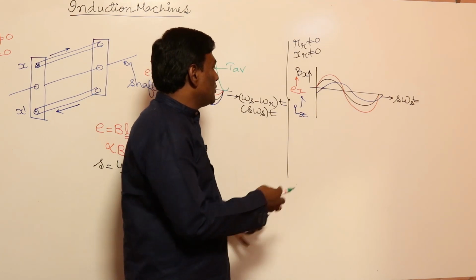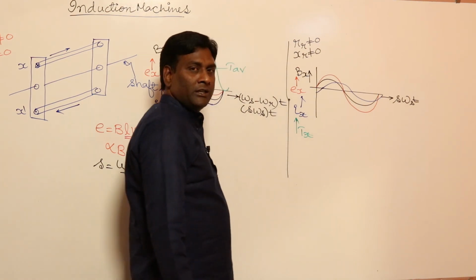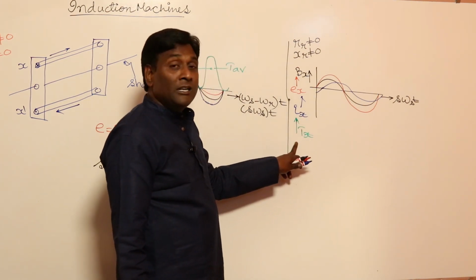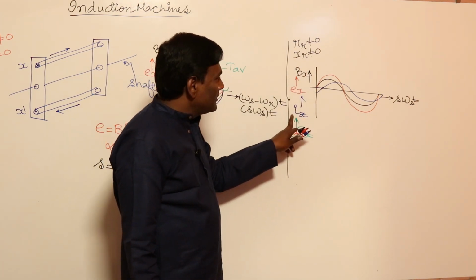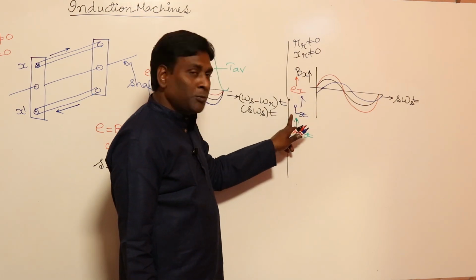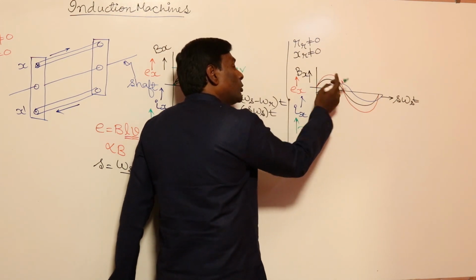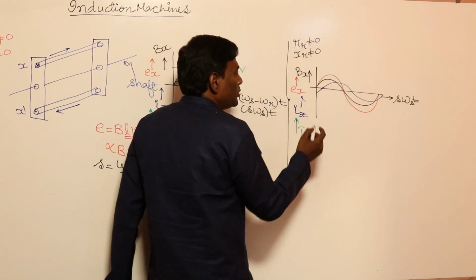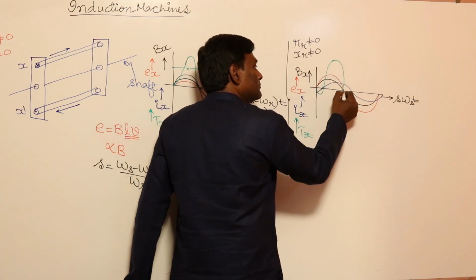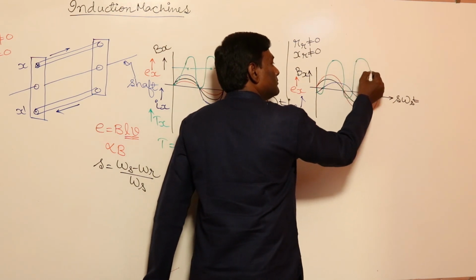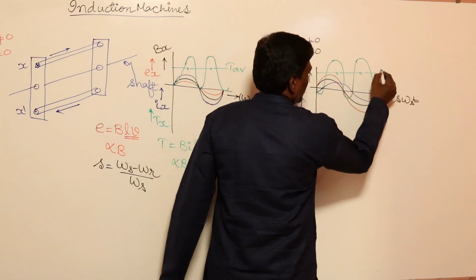Now let me think of the torque developed in X. What is the torque developed? It is directly proportional to B times i, as we have seen just now: flux density multiplied by current. Now flux density is black, current is blue. Positive multiplied by positive is positive, positive multiplied by negative is negative. So from here it is going to be like this. In this also, average torque is going to be positive only.